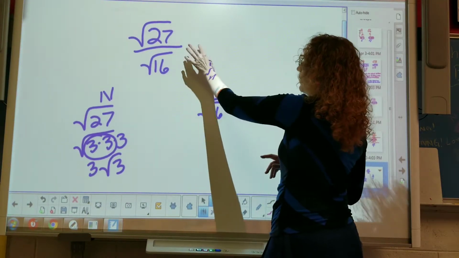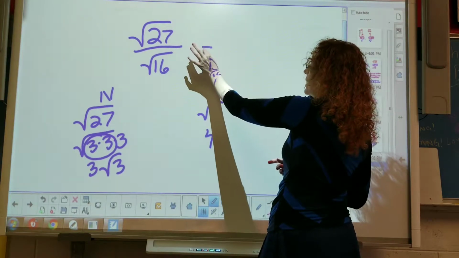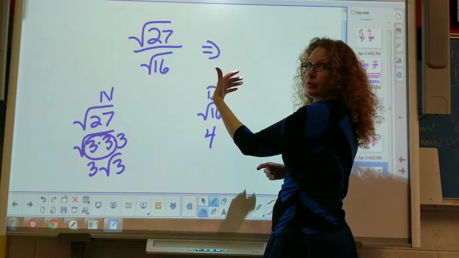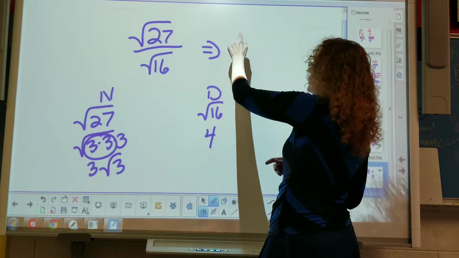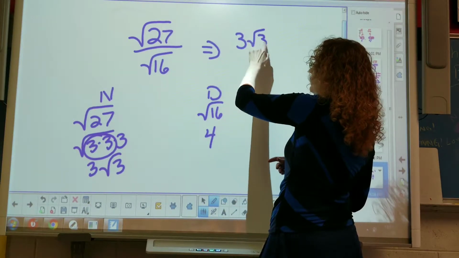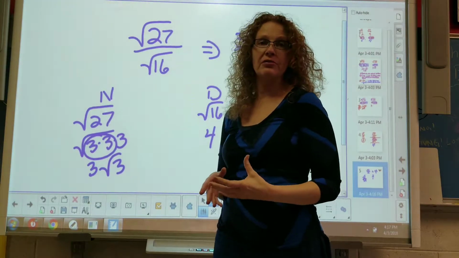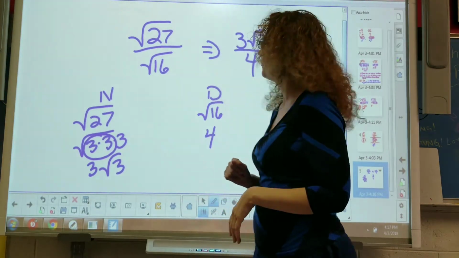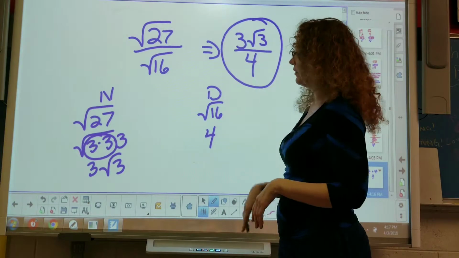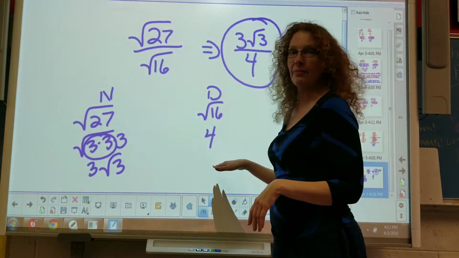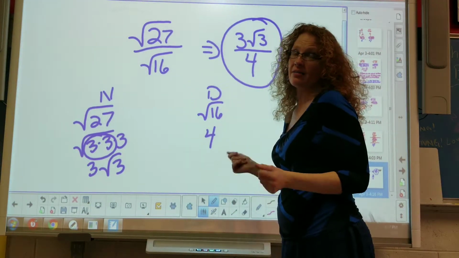Now just simply rewrite it. And you're going to say that therefore, not equal to because it's not, but therefore, that's going to be 3 on the square root of 3 divided by 4. It is equal to, but it's not an equation, so we don't put equal to, we just say therefore. So that becomes your final answer. Numerator over denominator. Same kind of stuff.